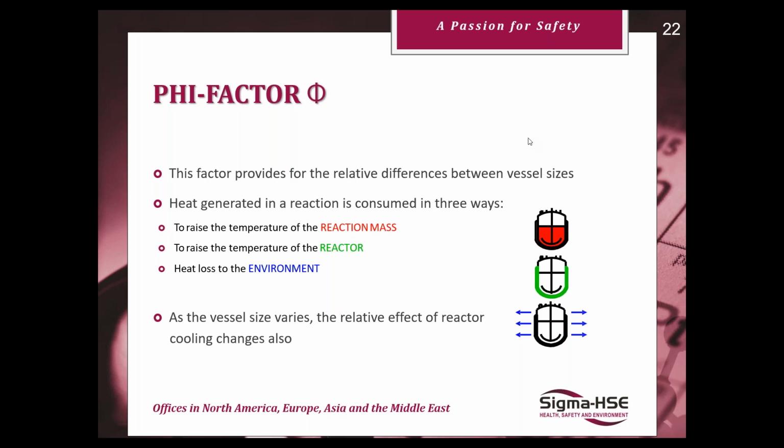Firstly, to raise the temperature of the reaction mass itself, and this is linked to the scale, the size of the reaction mass, but also the specific heat capacity. Secondly, to raise the temperature of the reactor walls, and again that depends on the materials of construction and the heat capacity. And finally, any heat losses to the surrounding environment. So as the vessel size changes, the relative effect of reactor cooling also changes, as we discussed before in cooling capacity.